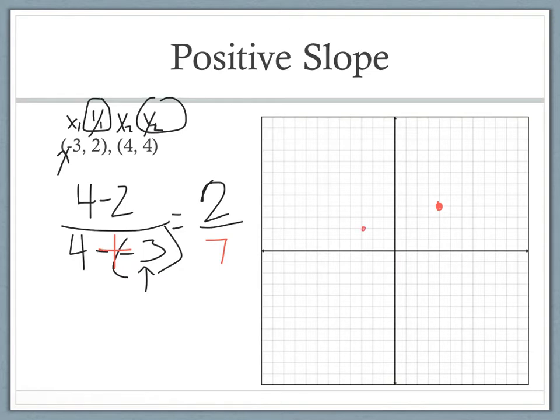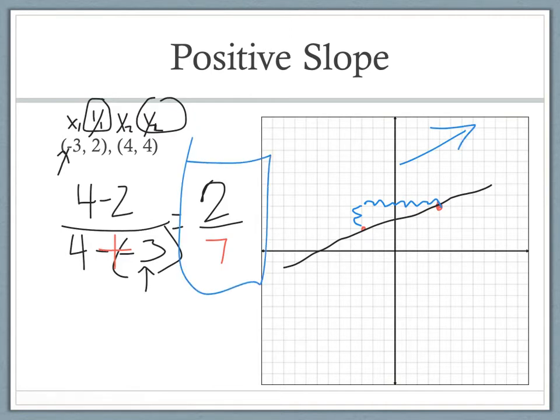And if I look, remember it's rise over run. If I had a line right here, it goes up 2, over 1, 2, 3, 4, 5, 6, 7. So my slope was 2 over 7, so that makes sense. So that's a positive slope. Look how it's going upwards. That's how I know it's going to be a positive slope. So remember, anytime your slope is positive, it should be going upwards.